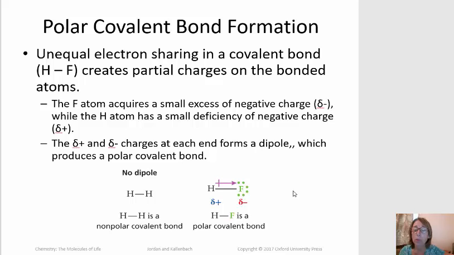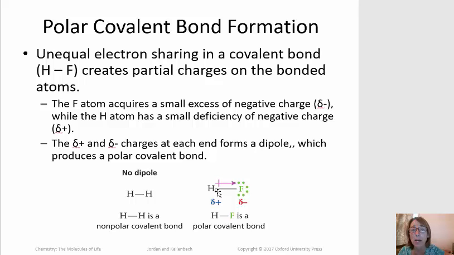Now, the way that we typically signify this is through this Greek letter delta. And the fluorine, because it pulls electrons towards it, has a partial negative charge, whereas hydrogen, since it's losing those electrons to fluorine, has a partial positive. Remember, electrons have a negative charge, so if something has more electrons, it's going to have a negative charge. Less electrons, a positive charge.